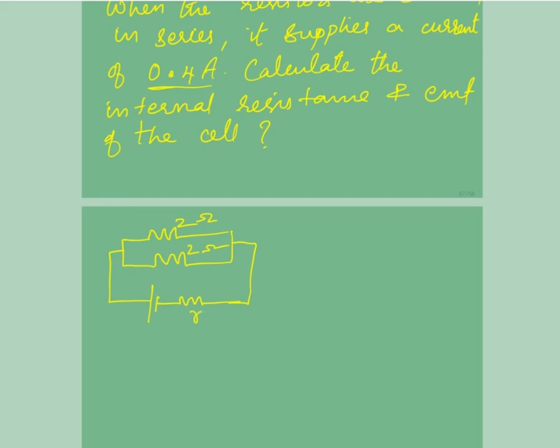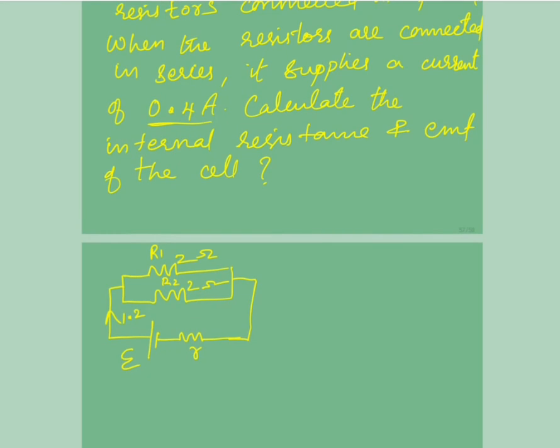You can name one of the resistors R1, then R2. EMF can be represented using E. r is the internal resistance. 1.2 ampere is the main current which is given in the question. Now the second situation is when two resistors are connected in series.